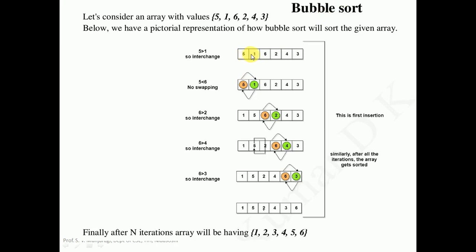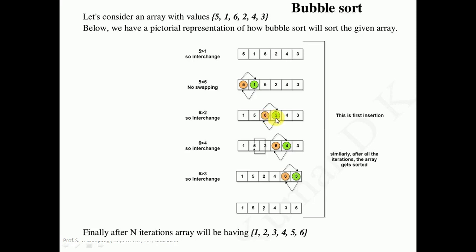Here 5 is greater than 1, but in an ascending order array, the first element should be smaller than the second element. So these are not in the required order. We need to swap 5 and 1. After exchange, we get 1 and 5. And after that, compare 5 with the next element 6. They are already in ascending order because 5 is smaller than 6. No exchange is required.